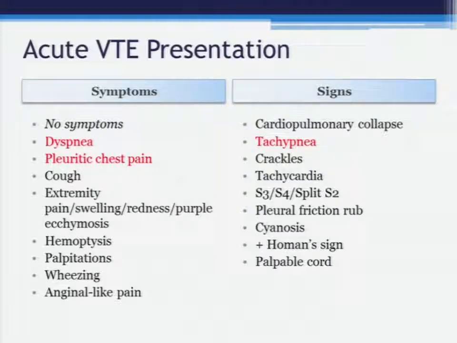So, acute VTE presentation. Now, some patients will present and they have no symptoms at all. Other patients, you'll see that they're in cardiopulmonary collapse and shock. So remembering the triad of dyspnea, pleuritic chest pain, and tachypnea is important, but also to remember that there can be extremity pain and swelling in patients who have underlying DVT. The Homan sign is not very specific. So clinical suspicion is what cues you into your diagnosis as you're working that patient up in your initial stages of their presentation.